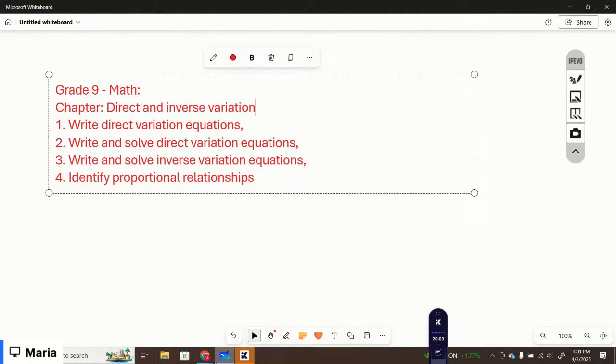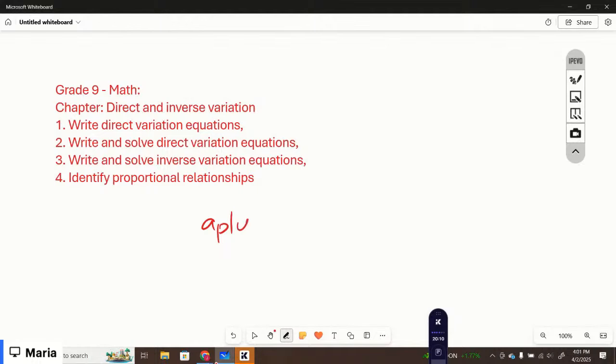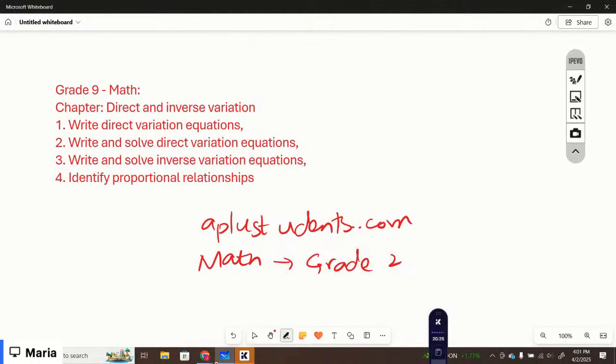You can find all the lessons on ablestudents.com. You have to log in there using your email address and password as provided by the administrator. Then you have to select math from the subject tab. Scroll down to grade 9 math and then click on view all lessons. Here you can find a list of the chapters.